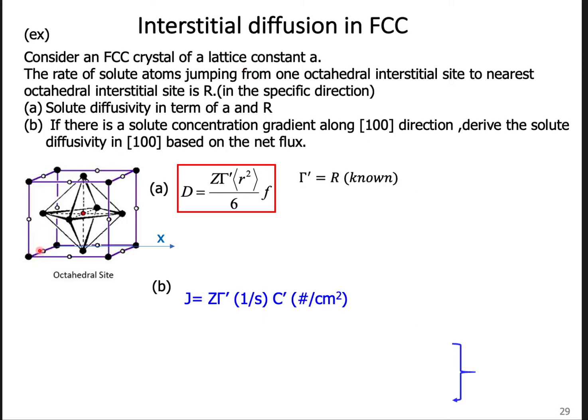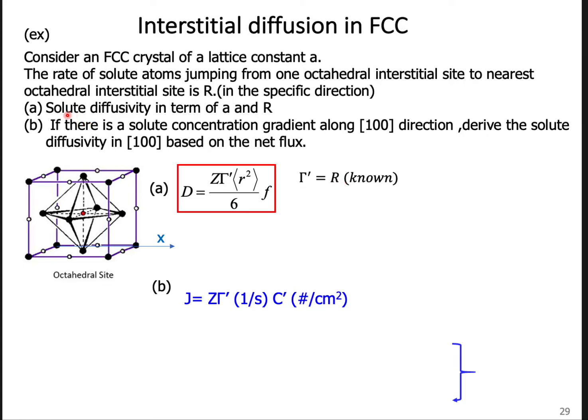And the lattice constant is A. So A equals B equals C equals A. The rate of solute atom jumping from one octahedral interstitial site to the nearest octahedral interstitial site is R in specific directions. So this tells you that gamma prime equals R, because gamma prime is the atomic jump rate in a specific direction, which equals R.